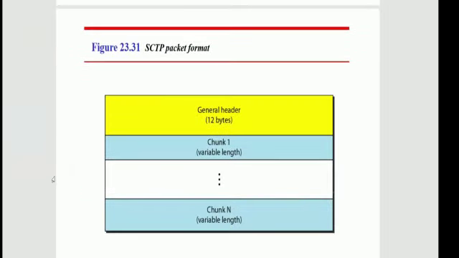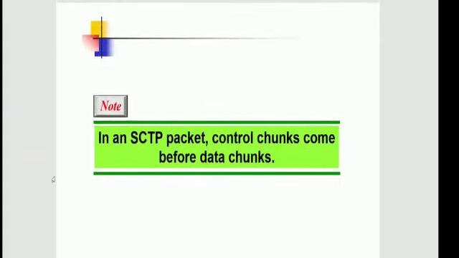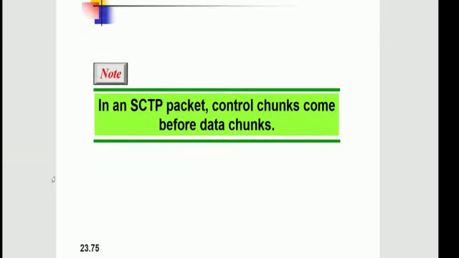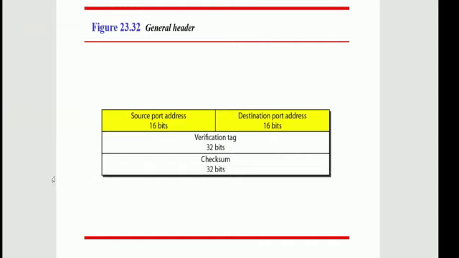It is the packet format of SCTP which contains a header of 12 bytes as well as chunks of variable length. In an SCTP packet, control chunks come before the data chunks. This is the general header which includes source as well as destination port, verification tag as well as a checksum of 32 bits.